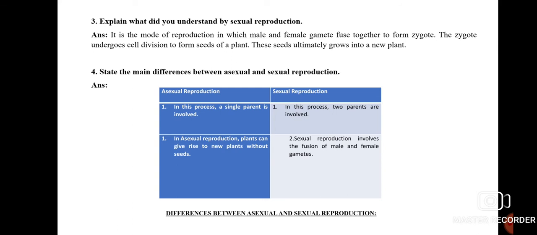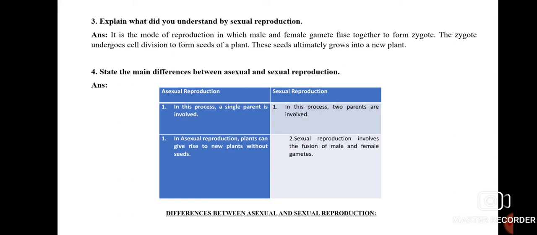Inside the ovary, the pollen tube penetrates and bursts. Next, the male gamete fuses with the ovule, which is present inside the ovary, and thus fertilization takes place. After fertilization, what does it form? It forms a zygote. The zygote is a single cell. Life begins with a zygote.